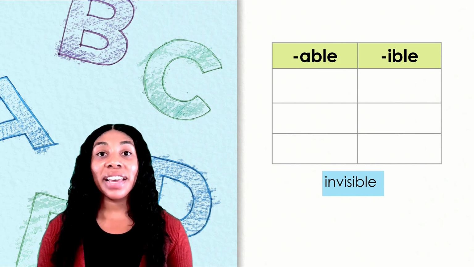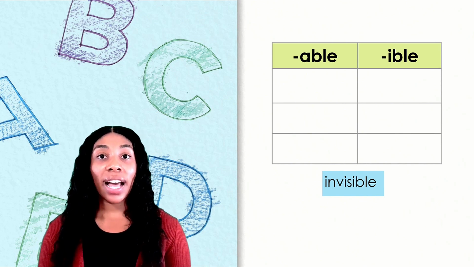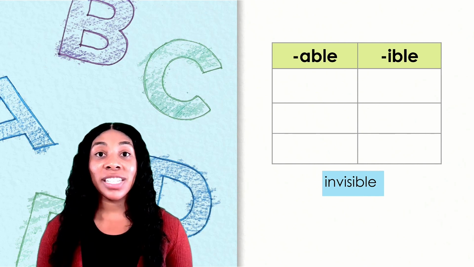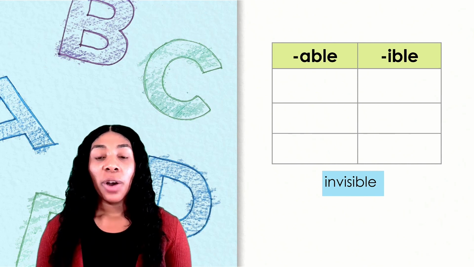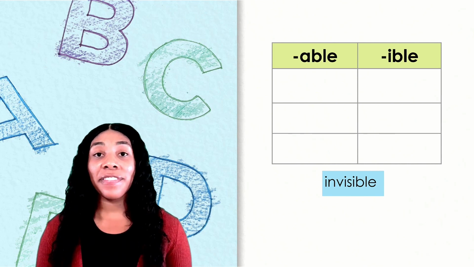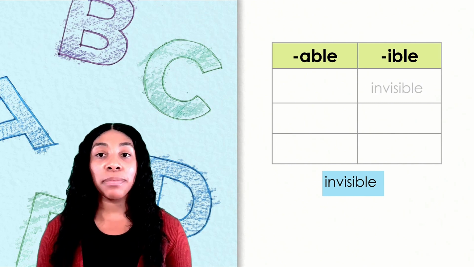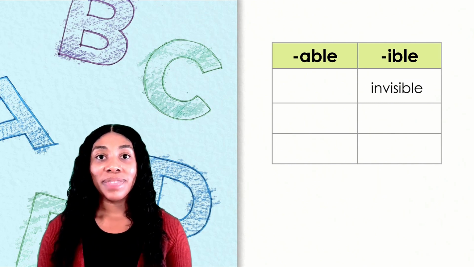This word says invisible. Which column does invisible belong in? I hear the bull sound at the end, and I see it is spelled IBLE. When we look at that base word, invis is not a real word, which is why it belongs in the IBLE column. Let's try another word.